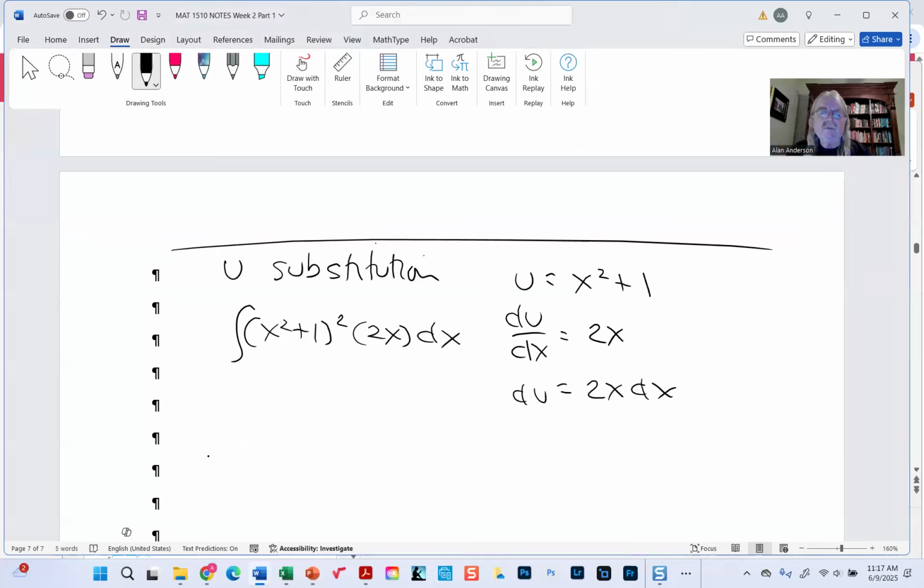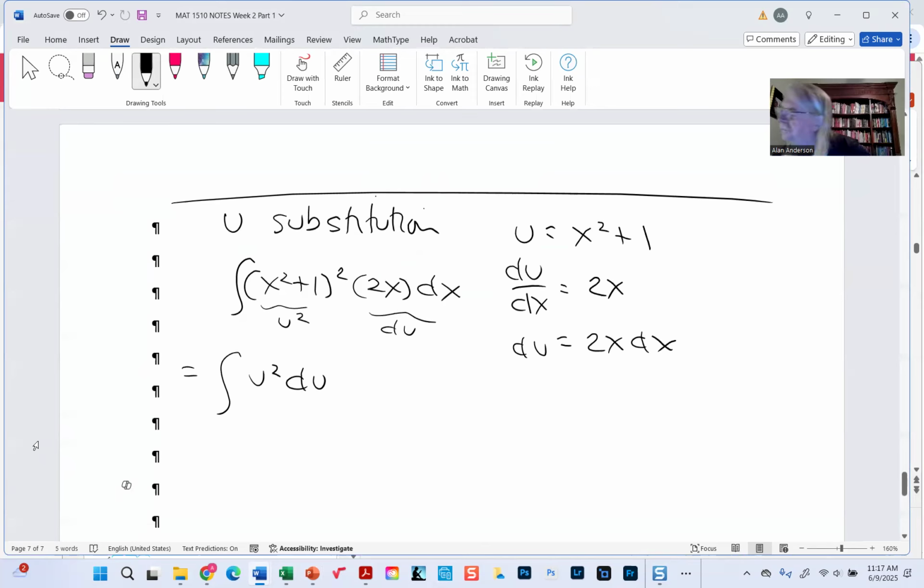So with those definitions, I can rewrite this as u squared, and, oh, this is just du. Now look how easy this is. It's a simple case of a variable raised to an exponent. We know how to deal with these. So it's going to give me u cubed over 3 plus c. And now the only remaining step is to substitute the definition of u.